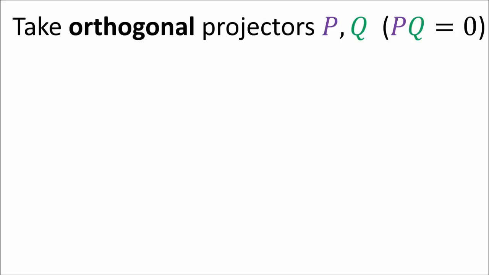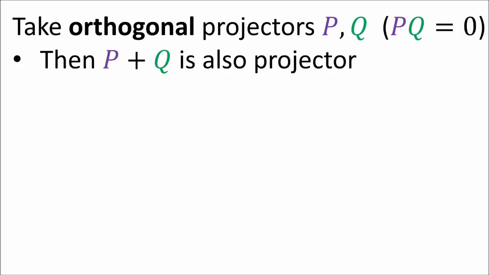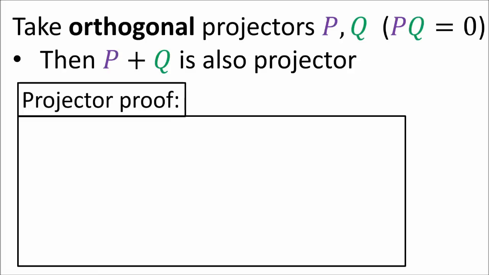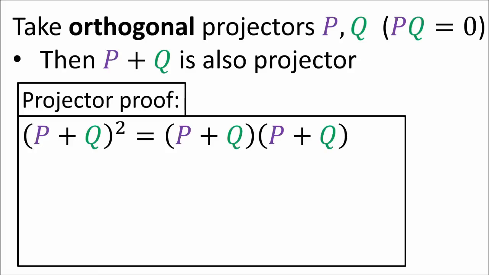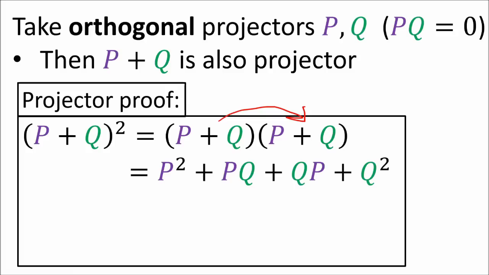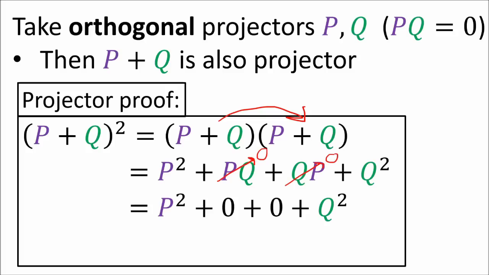Here's another property. If p and q are orthogonal projectors, then p plus q is also a projector. Again, we can prove this by showing p plus q all squared is equal to itself. After distributing, the p-q product terms go to 0 because they are orthogonal. And p squared equals p and q squared equals q since they are both projectors. And we get p plus q as desired.